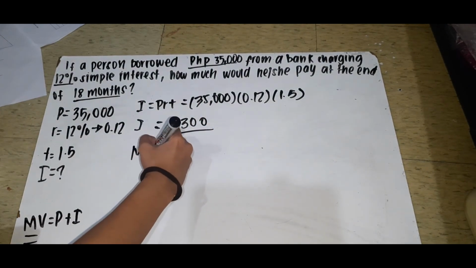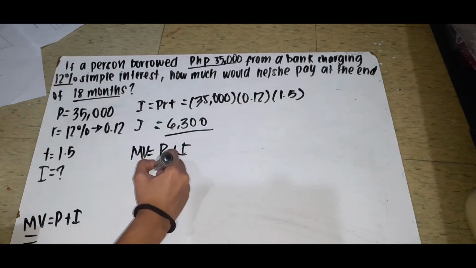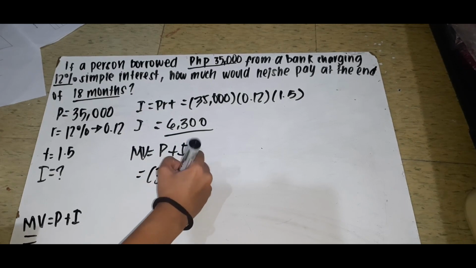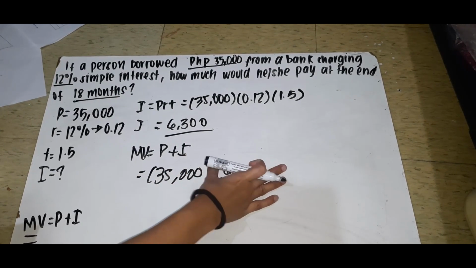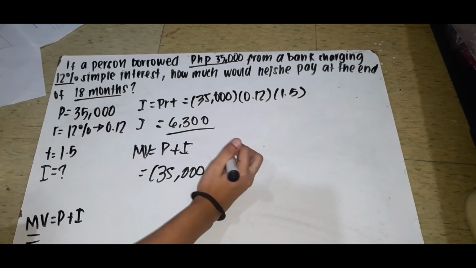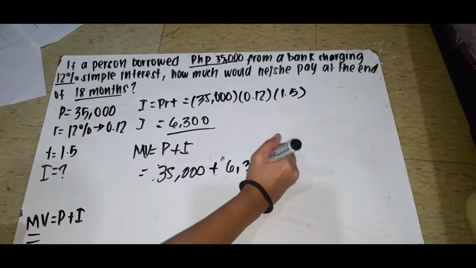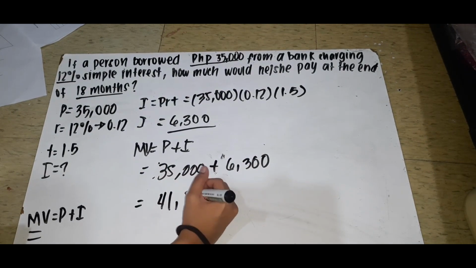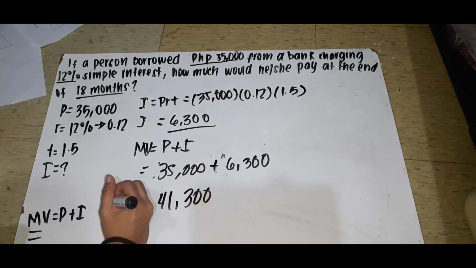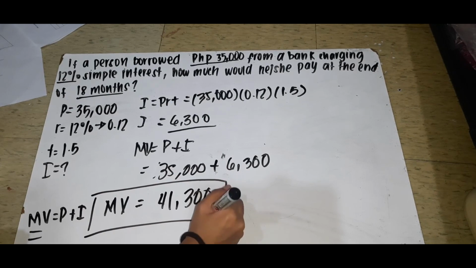So maturity value is equals to P plus I, and 35,000 is our principal. Plus 6,300. Oh my god, it's not multiplication, it's addition. So it's 6,300, and the answer would be 41,300 maturity value, and this is the final answer.